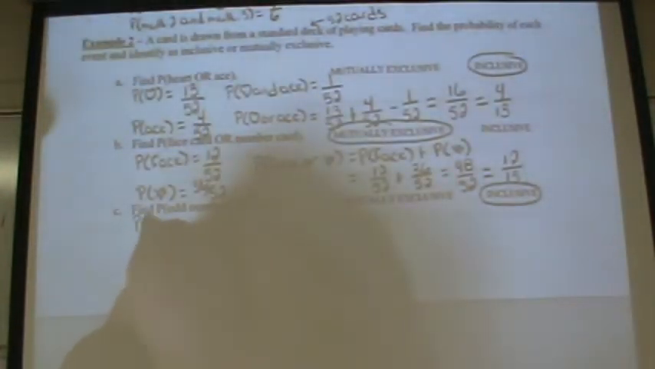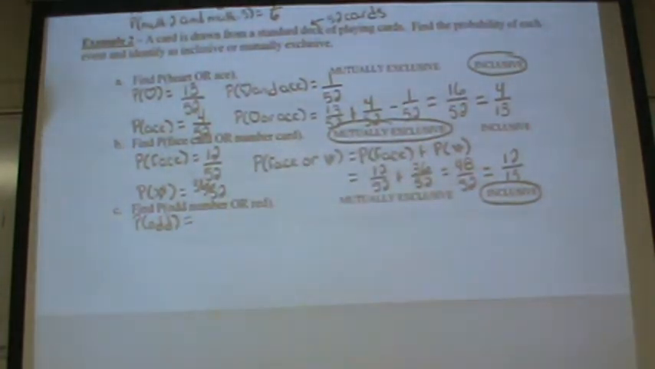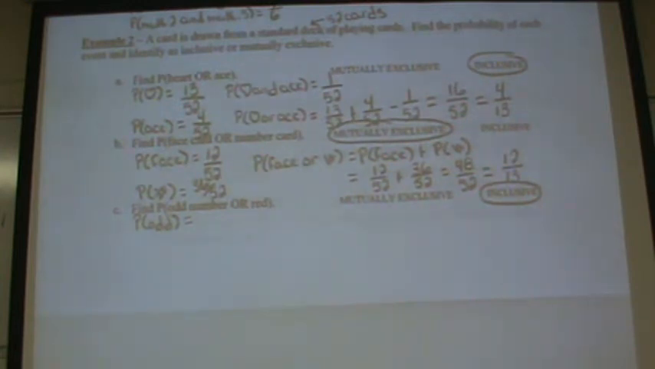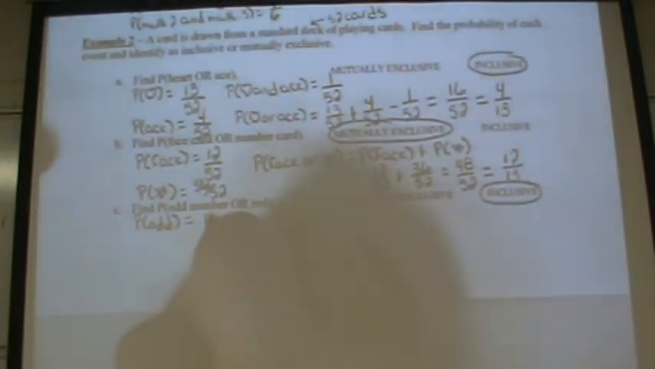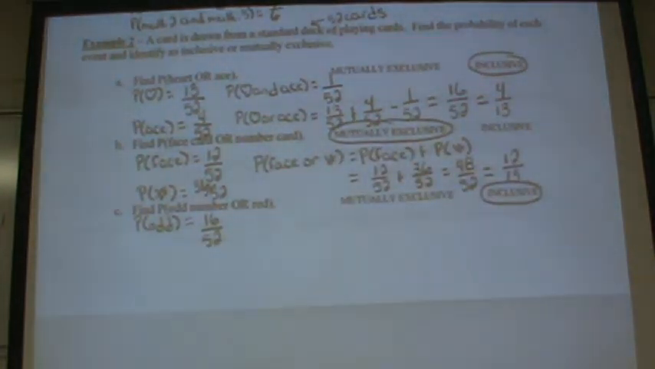So we need to find the probability of getting an odd card. So our odd numbers are 3, 5, 7, and 9. So we have 4 odd number cards for each suit, which again there are 4 suits. So 4 times the 4 gives you the 16. So there are 16 out of 52 cards that are odd.